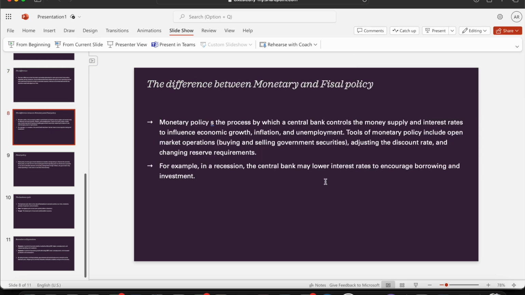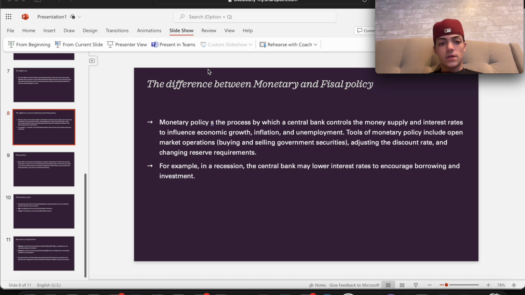Okay. Now we're up to the last question. The difference between monetary and fiscal policy. Monetary policy is the process by which a central bank controls the money supply and interest rates to influence economic growth, inflation, and unemployment. Tools of monetary policy include open market operations, which is buying and selling government securities, and adjusting the discount rate and changing reserve requirements.